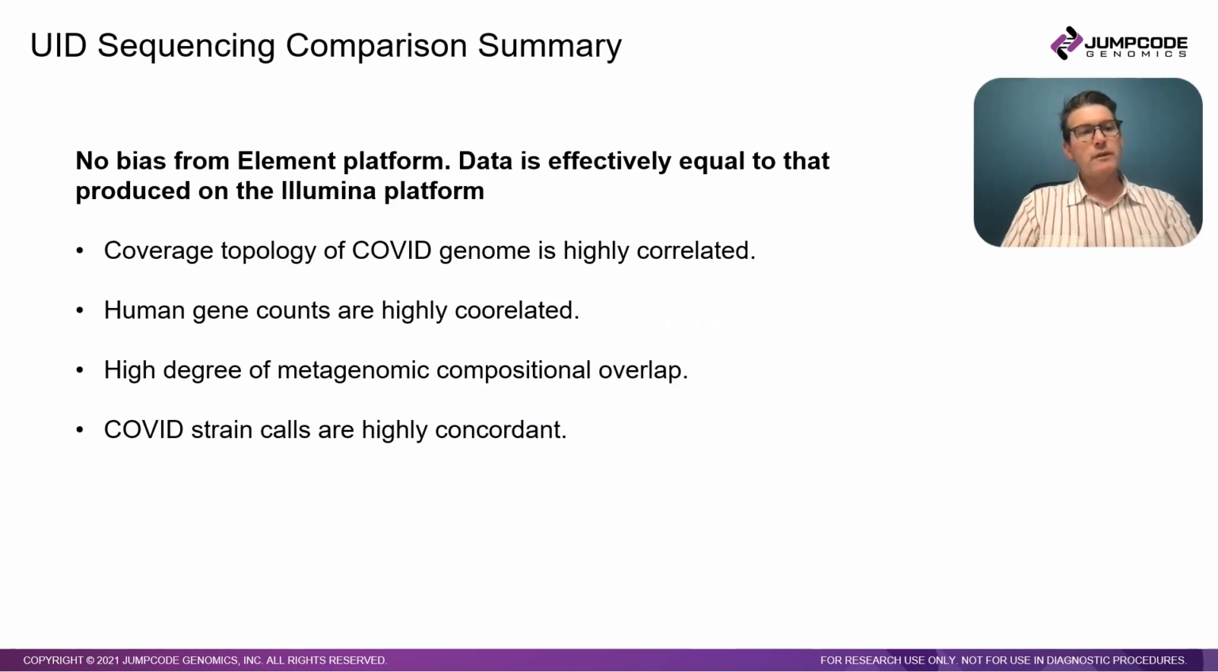So in summary, we're not seeing any bias from the Element platform. The data is effectively equal to that produced on the Illumina platform. The coverage topology of the COVID genome is highly correlated. The human gene counts are highly correlated. There's a high degree of metagenomic compositional overlap, and COVID strain calls are highly concordant.